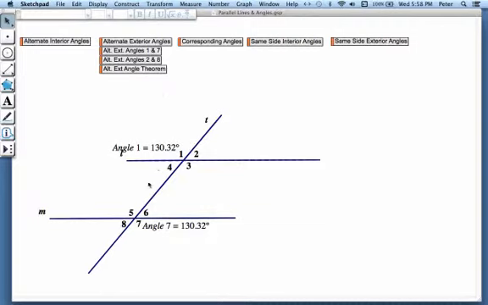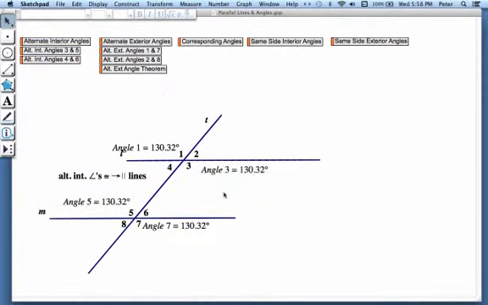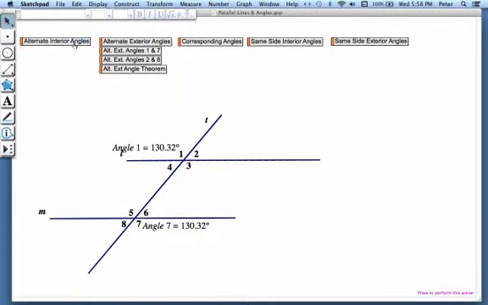And I can do that since I know that angle 3 and angle 5 are congruent, then angle 1 and angle 7, being vertical angles of 3 and 5, must also be congruent through the transitive property. So that gives us that alternate interior angles imply parallel lines. Well, alternate exterior angles also imply parallel lines.